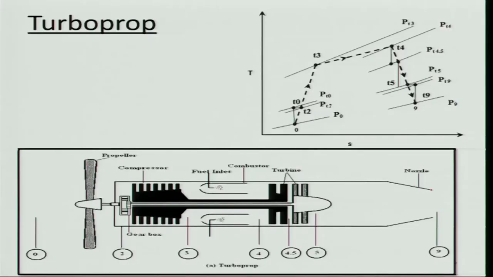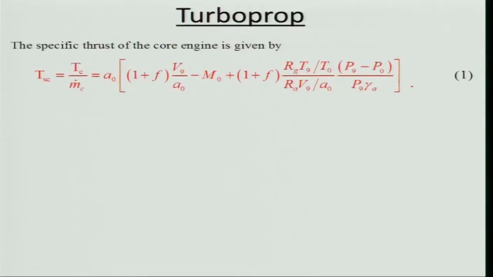The processes will be similar to the turbojet engine, the only difference being that the expansion in the high pressure turbine and low pressure turbine will be much higher as compared to the nozzle. The nozzle is very, very small, that you should keep in mind. The rest of the things are similar to the turbojet engine or the core engine of the turbofan engine.